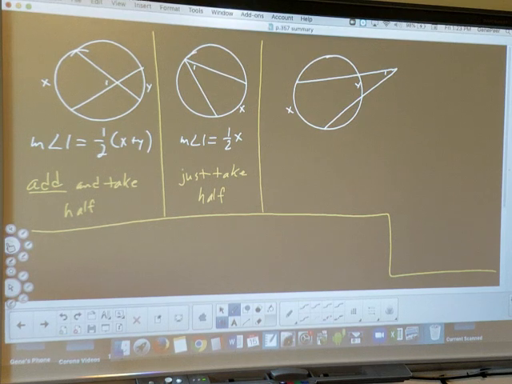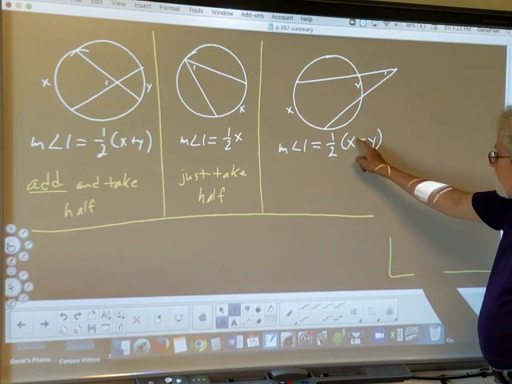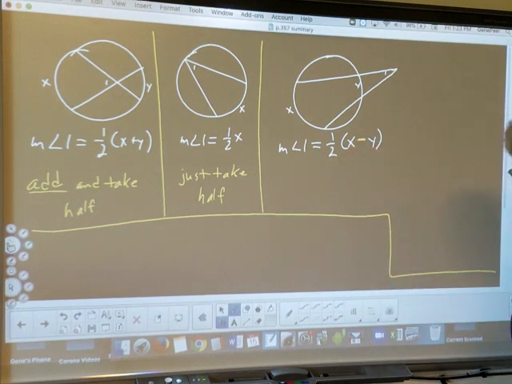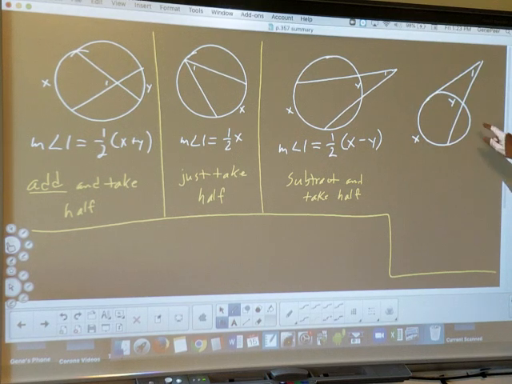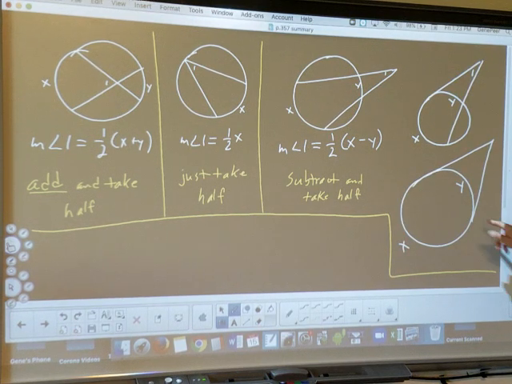What if they meet outside the circle? Well, that's where you're going to subtract. Subtract and take half. And special cases of this one, even if one of them is a tangent and one's a secant, you still subtract and take half. Or if they're both tangents, you still subtract and take half.